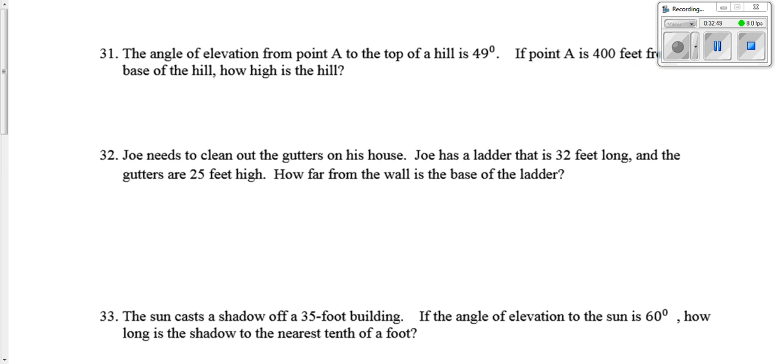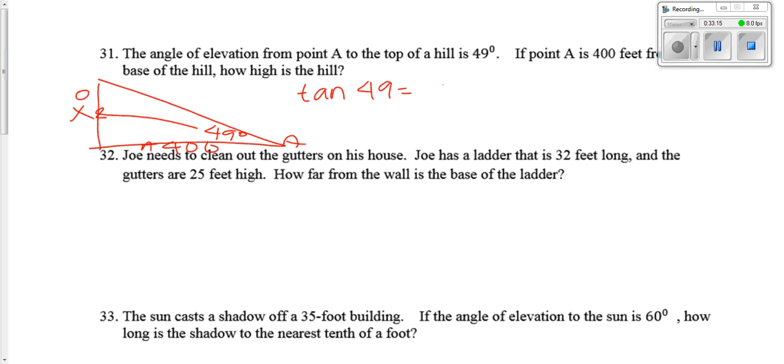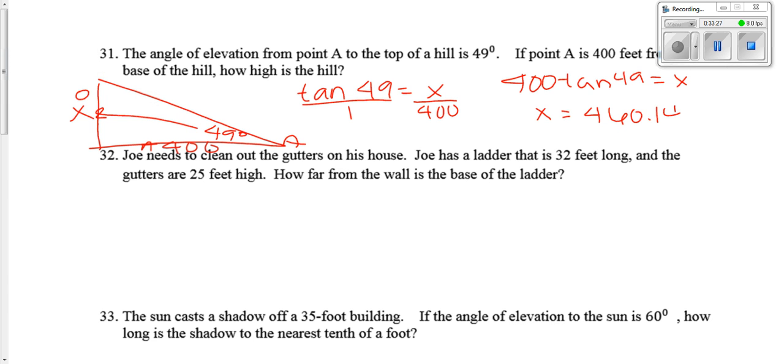Number 31. Elevation from point A to the top of the hill. So here's our hill. From A to the top of the hill is 49 degrees. If point A is 400 feet from the hill, how high is the hill? So x is our opposite, 400 is our adjacent, so we need to use tangent of 49 equals x over 400. So 400 tangent of 49 equals x. So x is 460.147 feet.